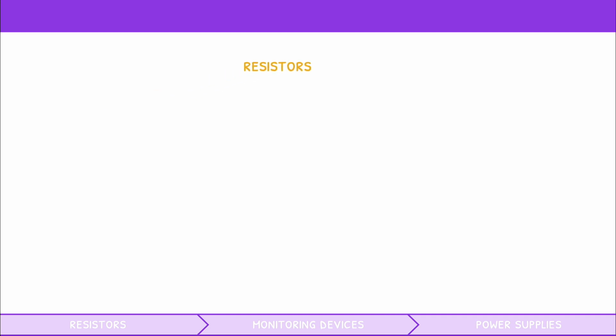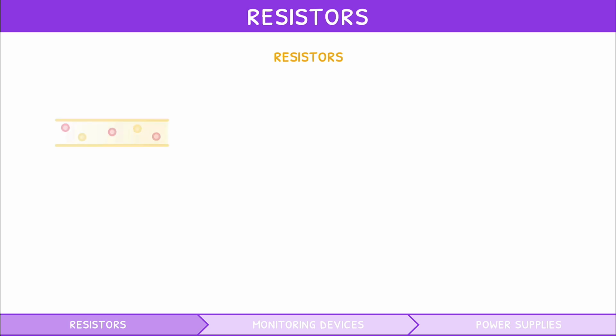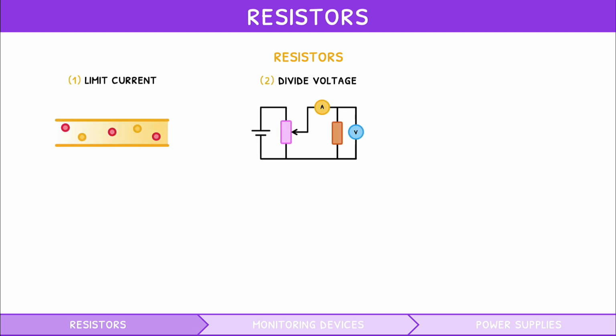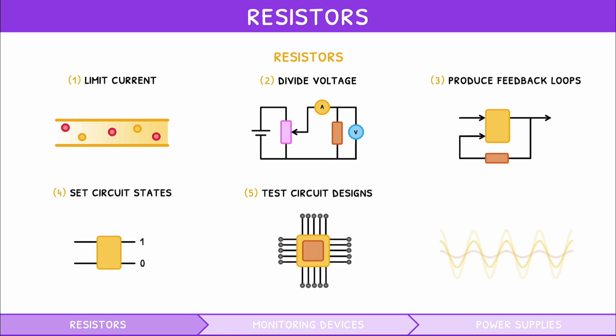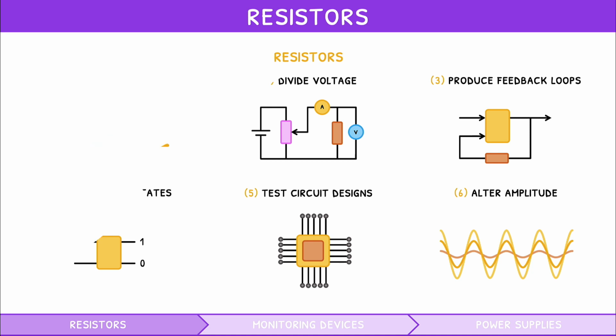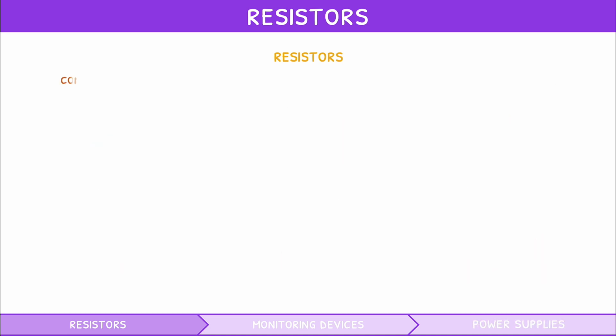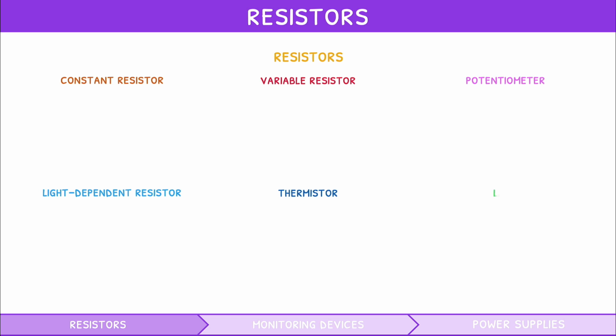Let's start with resistors. Resistors are an integral part of any circuit, as they are used to limit current, divide voltage, produce feedback loops, set circuit states, test circuit designs, and alter an electrical signal's amplitude. The different types of resistors you need to be aware of are constant resistance, light-dependent resistors, thermistors, variable resistors, potentiometers, and lamps. A constant resistor is simply a common resistor capable of maintaining a constant resistance.